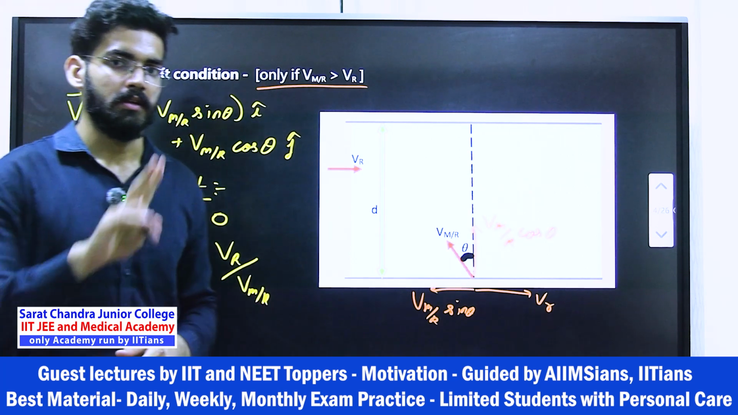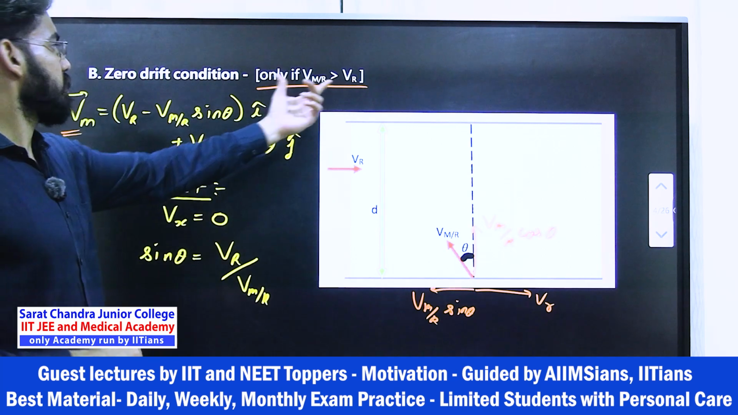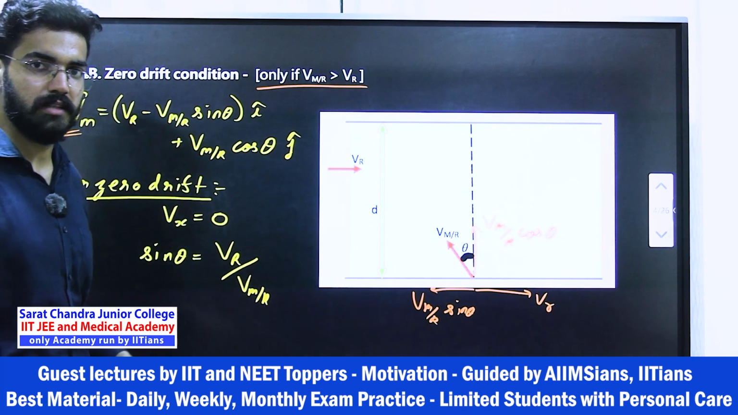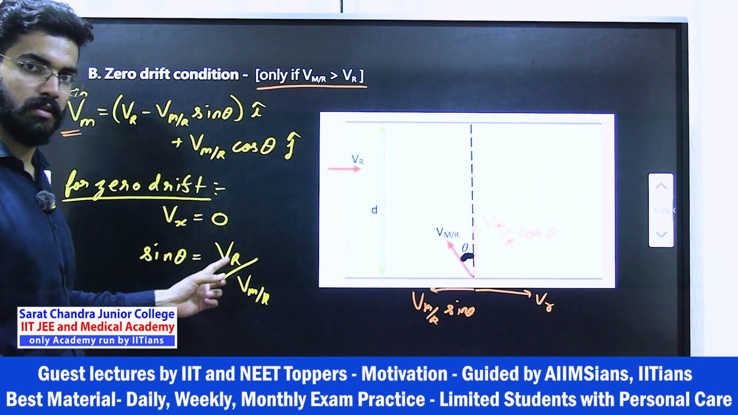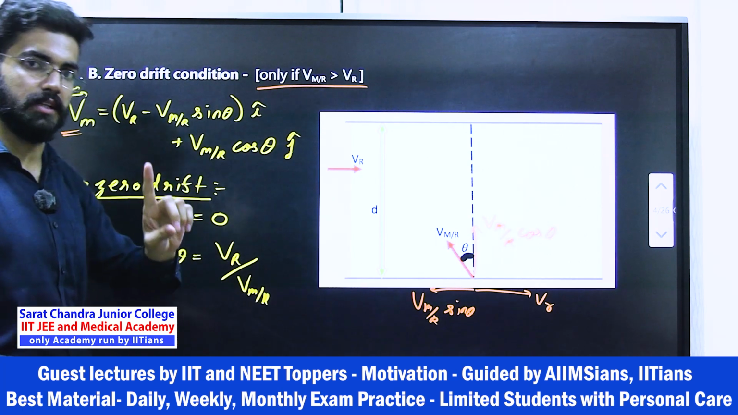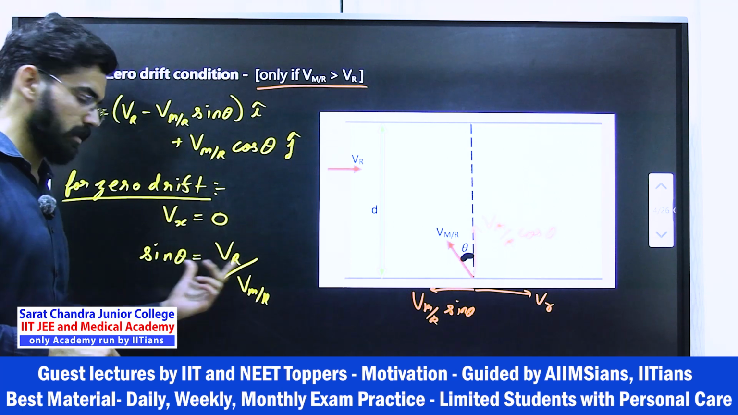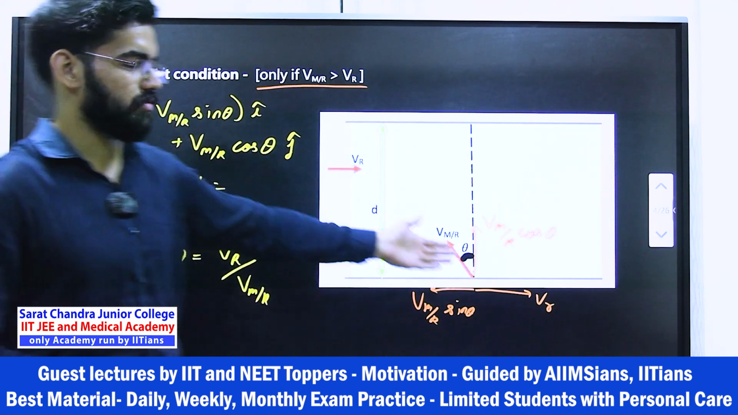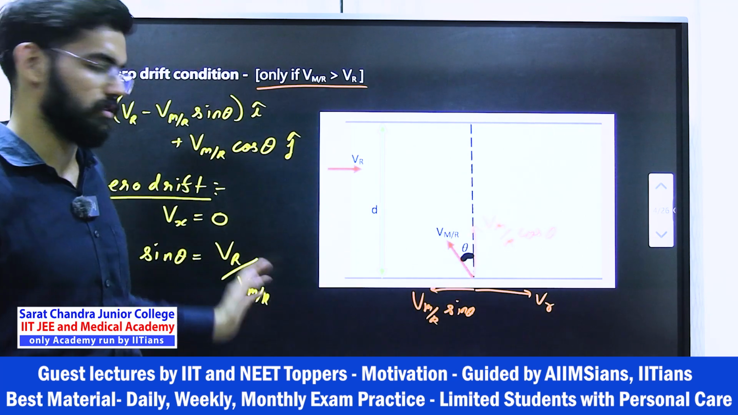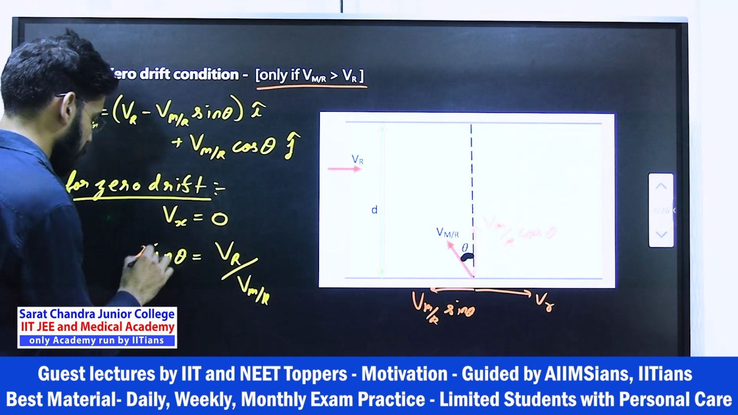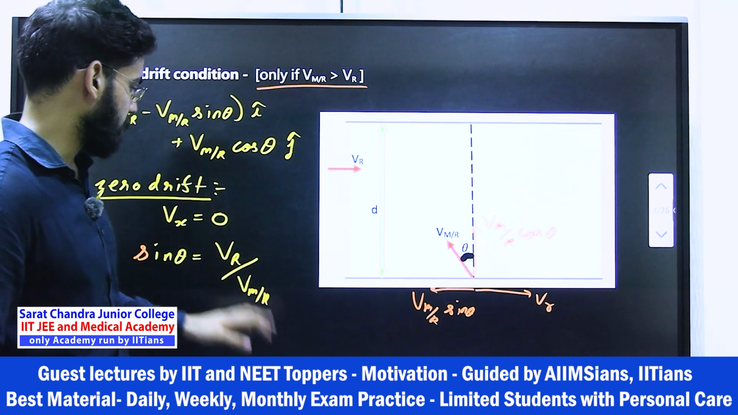Okay. Now there are 2 reasons for this condition. First of all, see here, sin theta should be less than 1, right? So VR should be less than Vm by R. That is one thing. Second thing is, this is to remember. How to remember? Otherwise this is very easy, you can solve and you can get this answer. No need to even remember it, but I'm just telling. Sin theta equals VR by Vm by R.